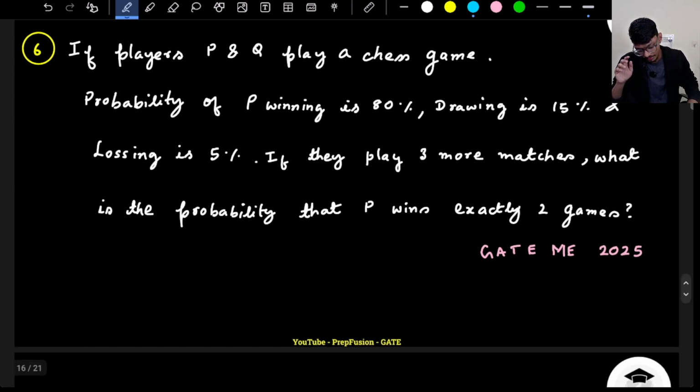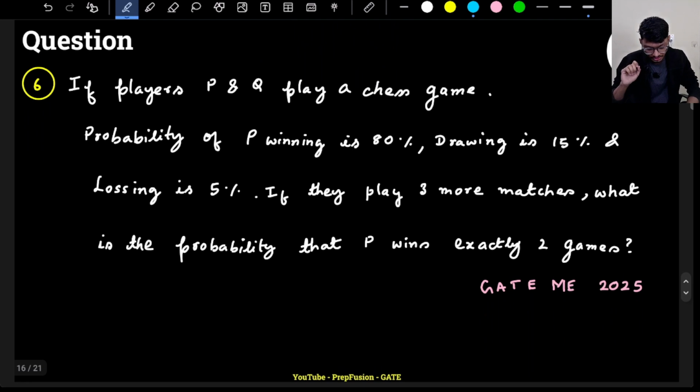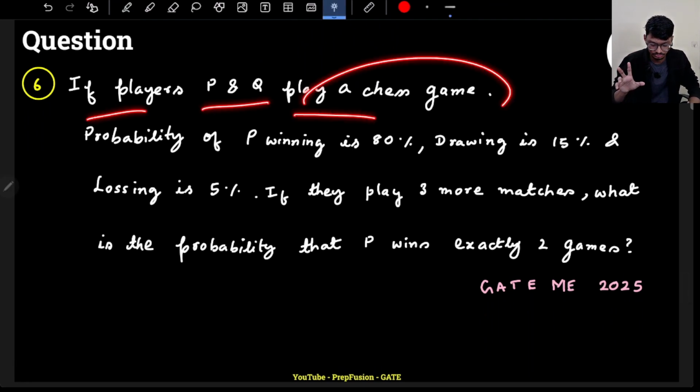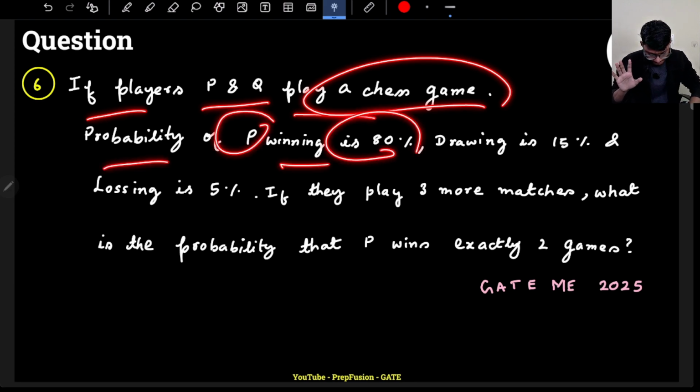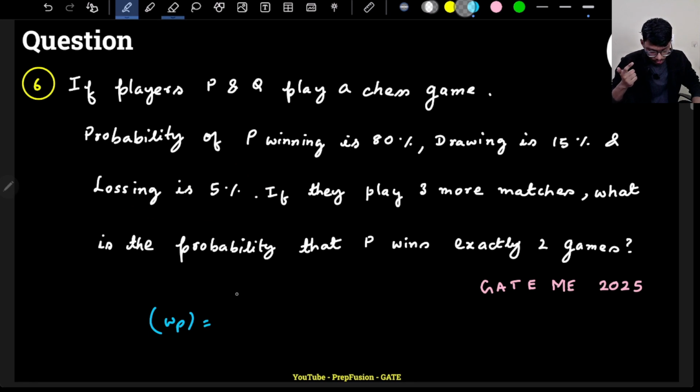So here, if players P and Q play a chess game, the probability of P winning is 80%, drawing is 15%, and losing is 5%. So we'll write the probability of P winning is 80%, that is 0.8, the probability of drawing for P is 0.15, and the probability of losing for P is 0.05.